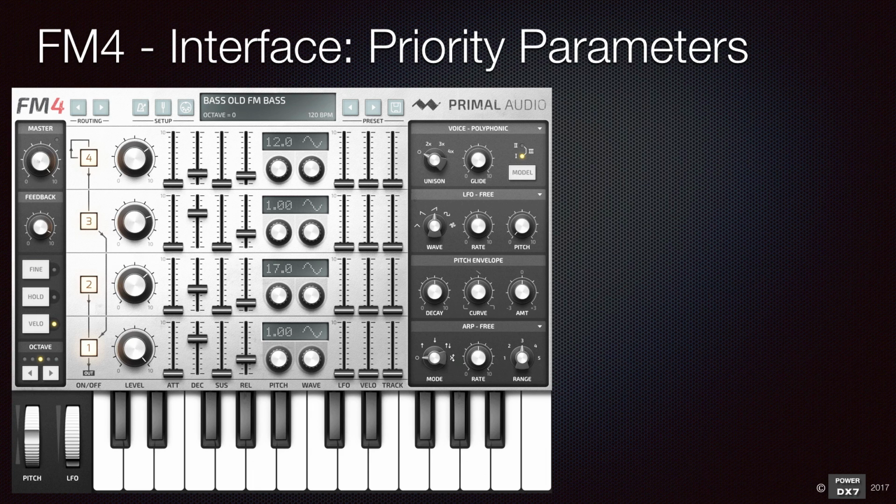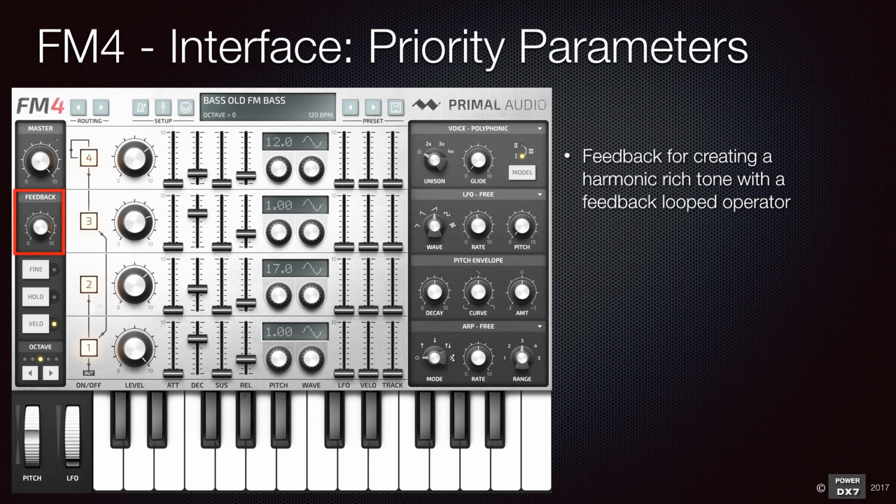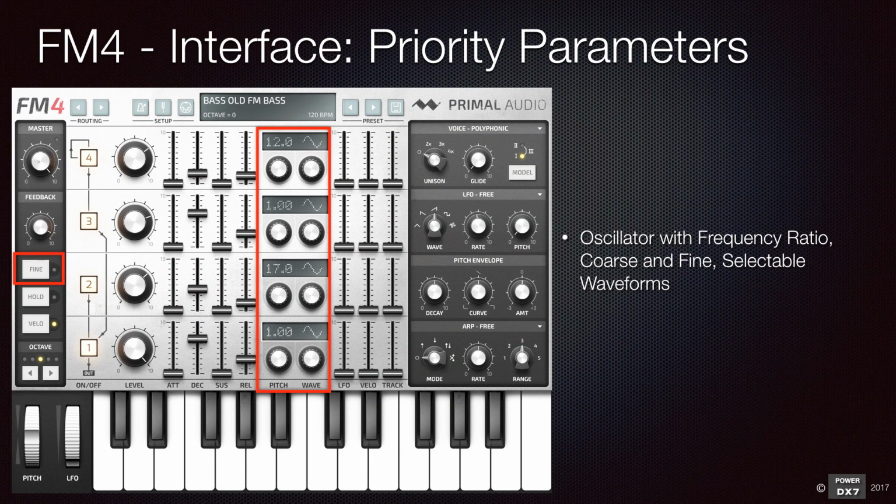So, let's have a quick tour of FM4. We can start with important parameters. On your left, there are routing arrows and routing structures. They are algorithms. There is a feedback knob to control the amount of feedback applied to a feedback looped operator. In this patch, operator 4. The oscillator section sits in the middle, called pitch, with frequency ratio both coarse and fine, as well as selectable waveforms.